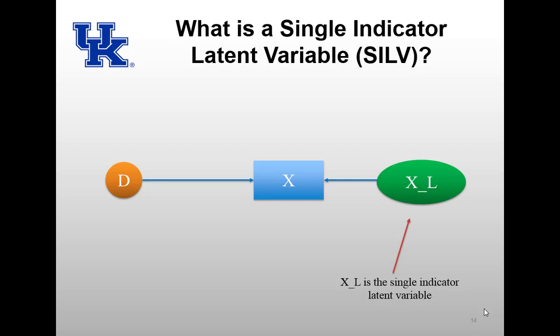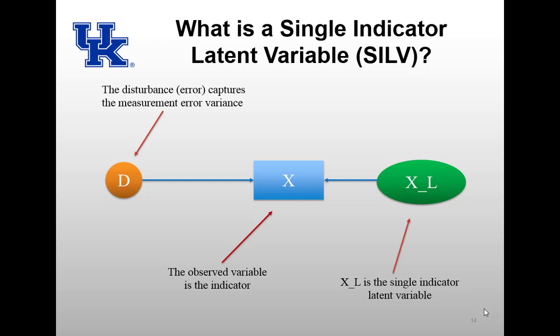It's a latent unobserved variable, and it is indicated by the observed variable X. So it's a latent variable, just like any factor in factor modeling. And it only has one indicator, which is X, which causes identification problems. And we'll fix those in just a moment. And the disturbance D, the error variance of X, captures the measurement error variance.